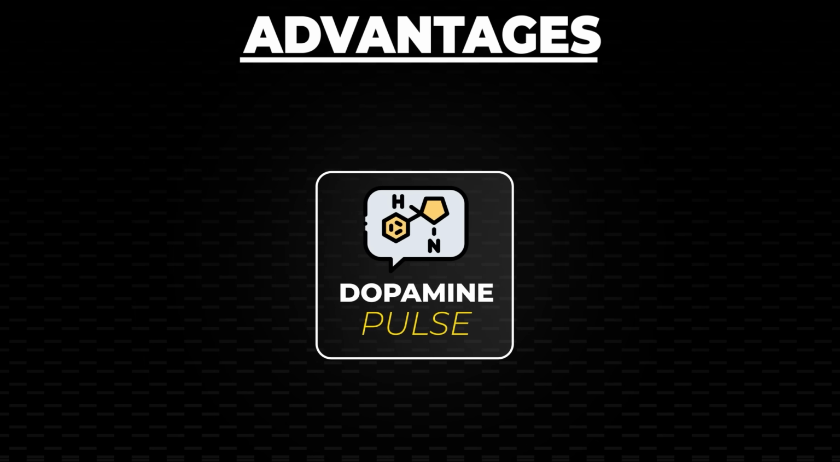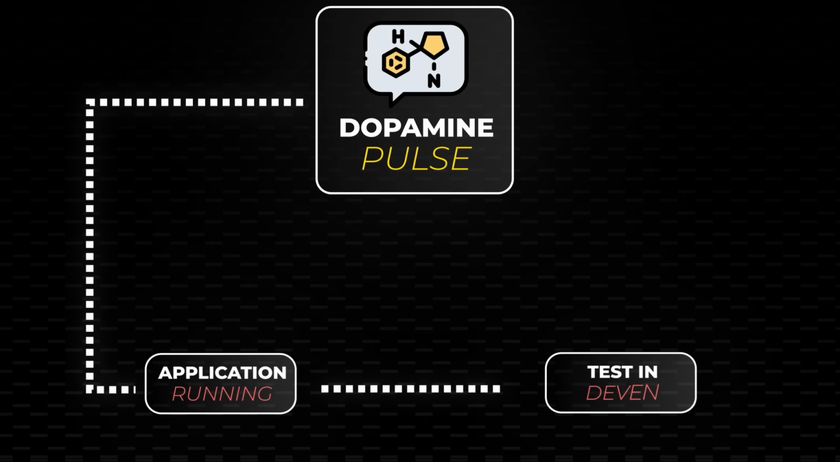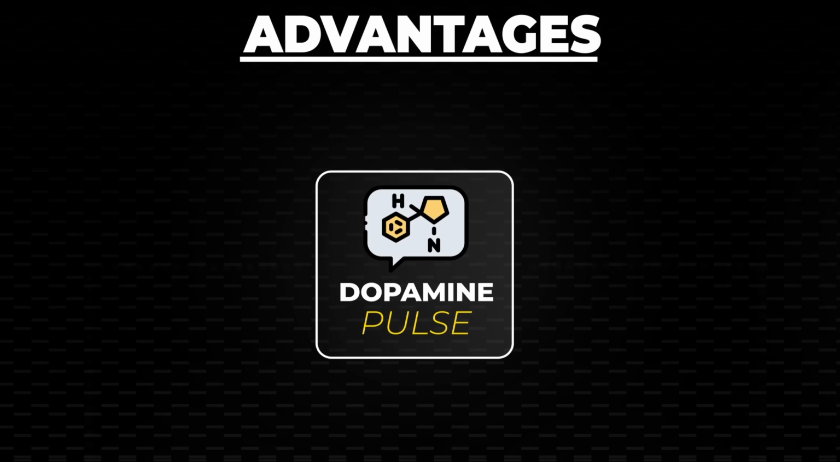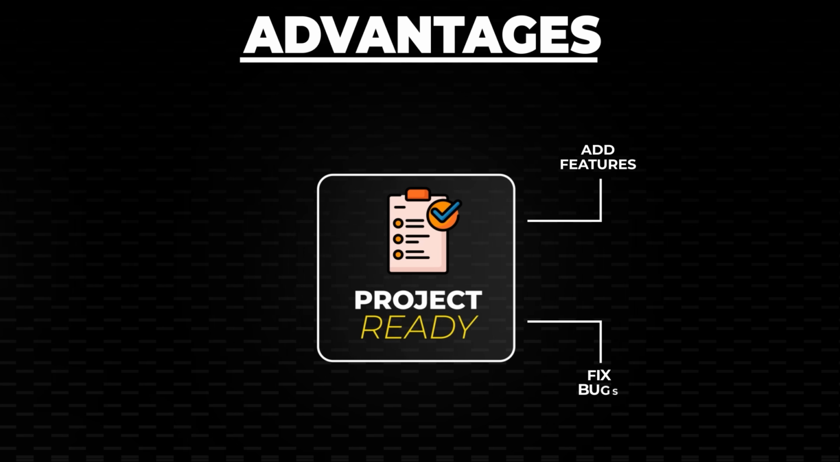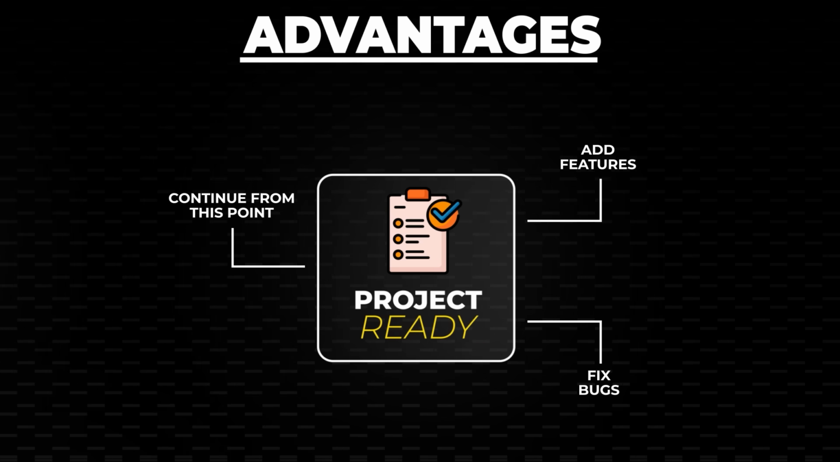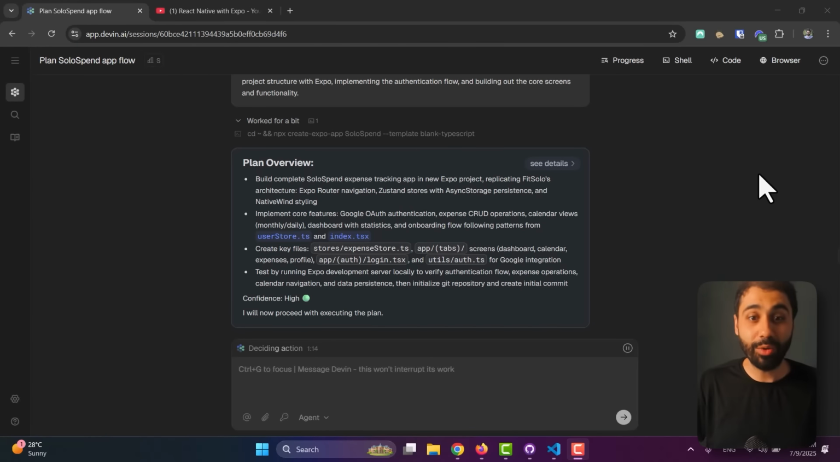Number one, it will give you a dopamine pulse when you see your application up and running and you can test it right away inside Devin. And number two, we will have the project ready so we can build on top of it, add features, fix bugs, and we can continue from this point. And this is very important, especially when you see next how we can connect this project with GitHub. So Devin has access directly to this project and we can update easily and push updates to our GitHub repo. So now let's wait for Devin. In a couple of minutes, we will have our app or our first version ready.